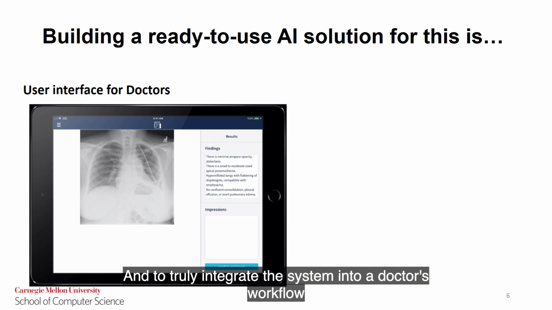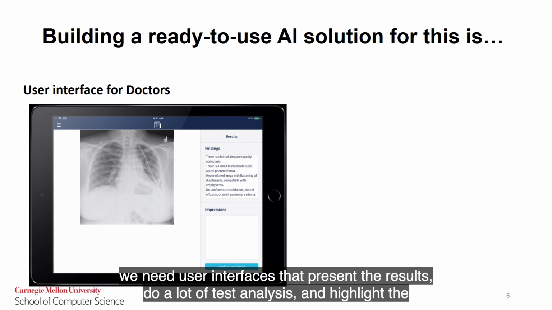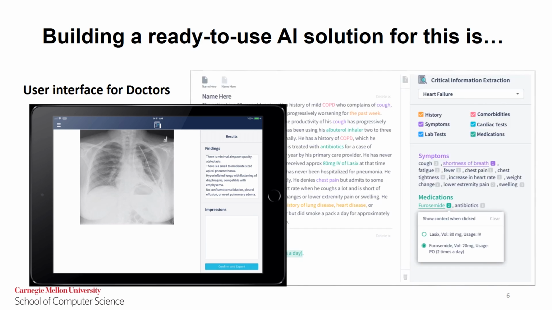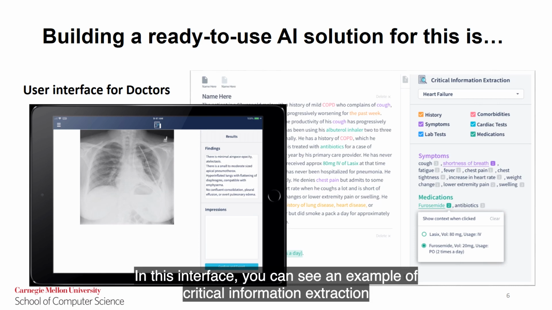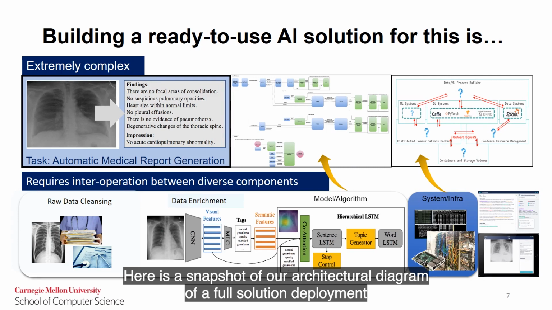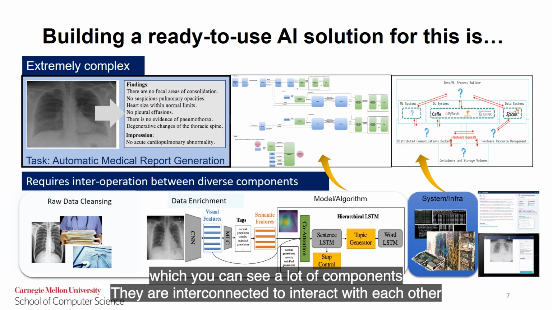And to truly integrate the system into a doctor's workflow, you need interfaces that present the results, do a lot of text analysis, and highlight the key information to assist doctors in comprehending the generated analysis results. In this interface, you can see examples of critical information extractions such as symptoms and medications. Here is a snapshot of our architectural diagram of a full solution deployment, in which you can see a lot of components that are interconnected and interact with each other.